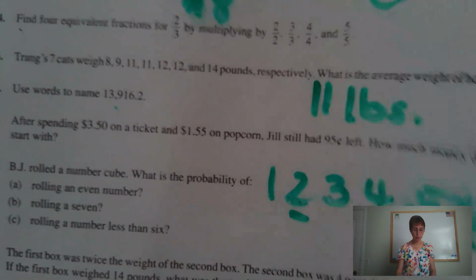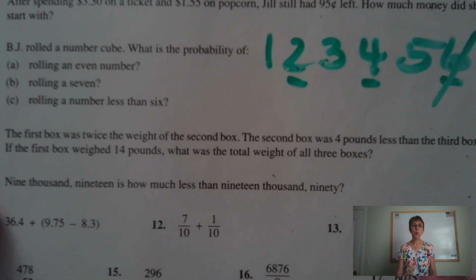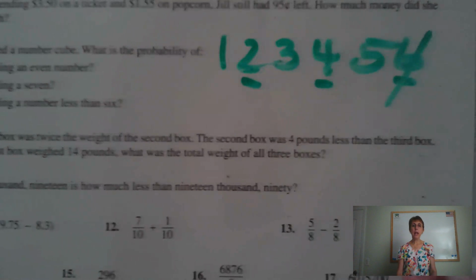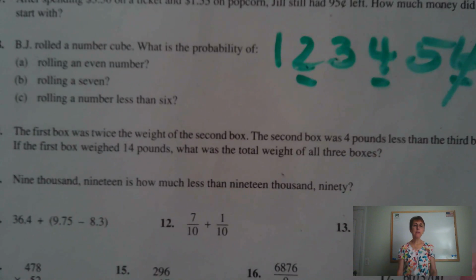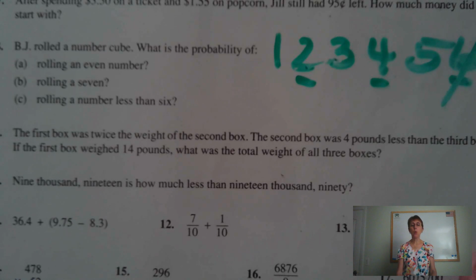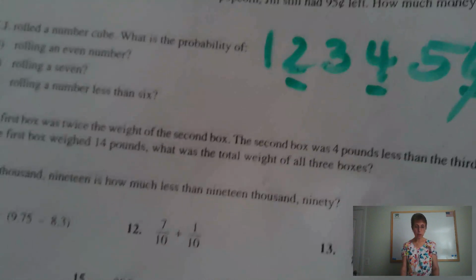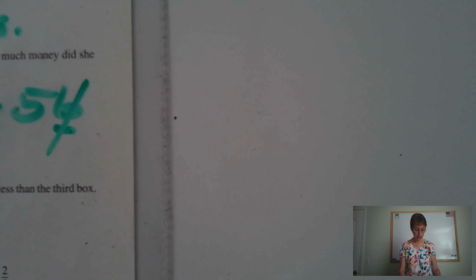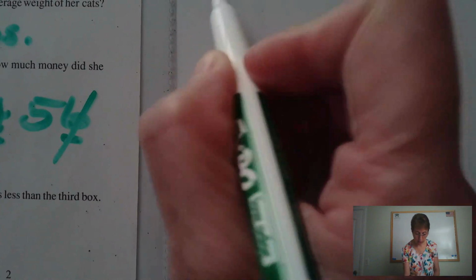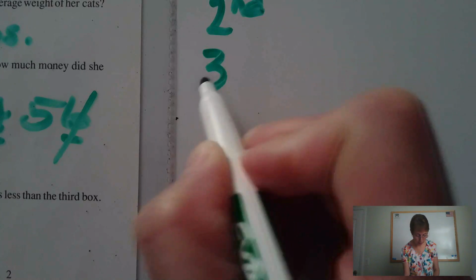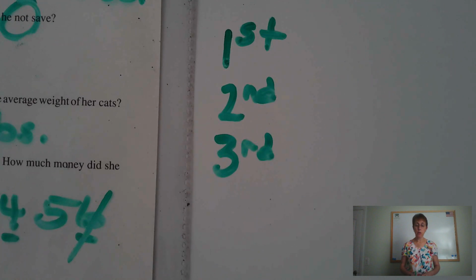Let's go to number 9. Number 9 says, the first box was twice the weight of the second box. The second box was 4 pounds less than the third box. If the first box weighed 14 pounds, what was the total weight of all 3 boxes? So this is one of those problems where you need to recognize what you're dealing with. You have the first box, a second box, and a third box. And ultimately, you need to find the total of all 3 of them.